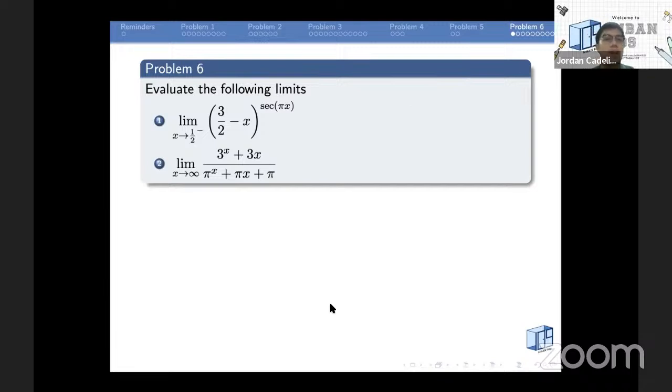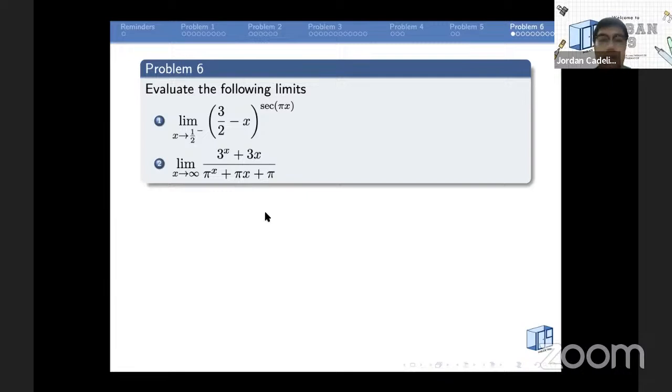So evaluate the following limits. So we have the limit as x approaches 1/2 from the left of (3/2 minus x) raised to secant of pi x. Then meron din limit as x approaches positive infinity ng (3 raised to x plus 3x) all over (pi raised to x plus pi x plus pi). So how do we solve this?